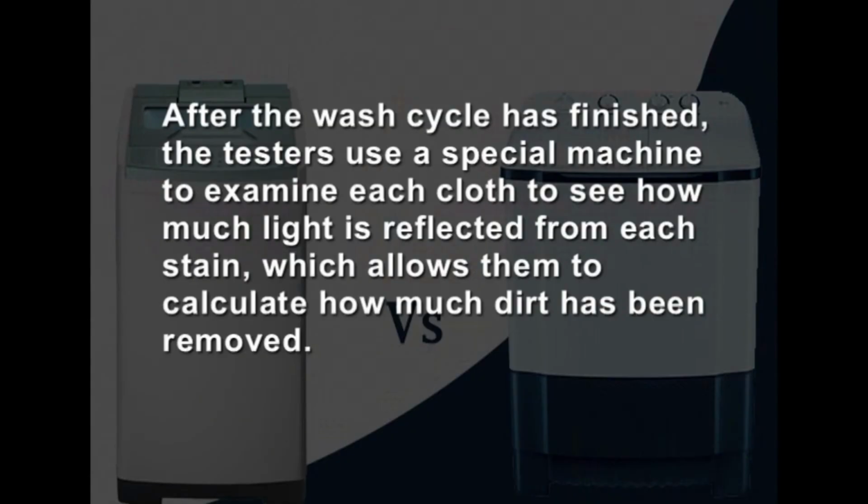All washing machines are subjected to the same round of rigorous scientific tests. First, using a normal cold water wash cycle, they test each machine to see how it shifts tough stains from specially prepared cloths that have been attached to a stand-wash set of linen. After the wash cycle has finished, the testers use a special machine to examine each cloth to see how much light is reflected from each stain, which allows them to calculate how much dirt has been removed.